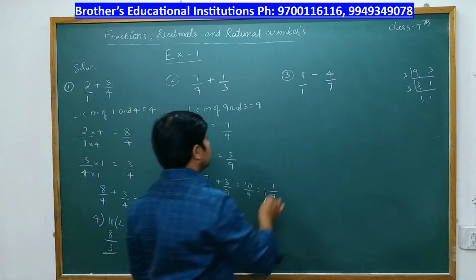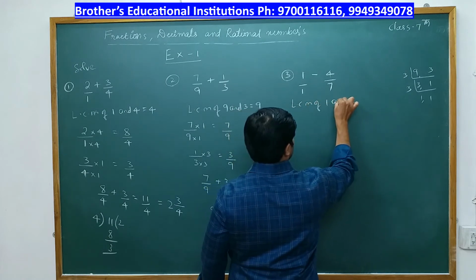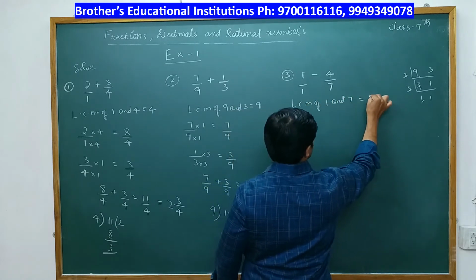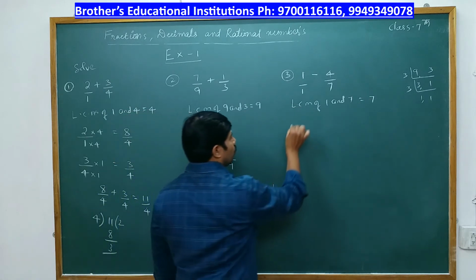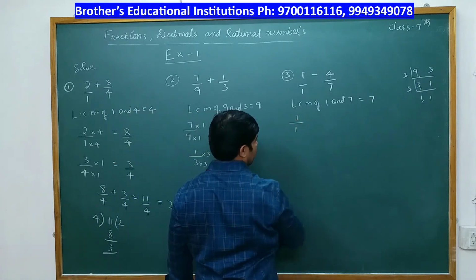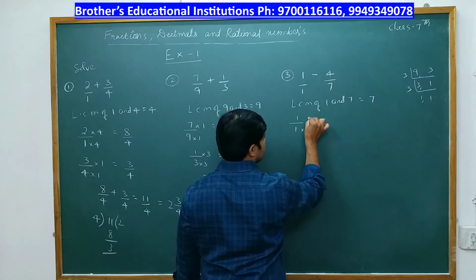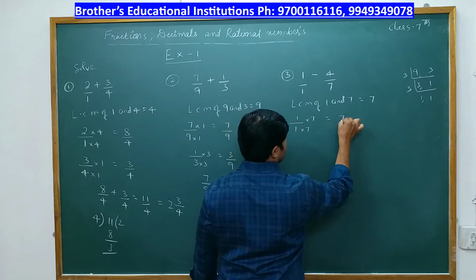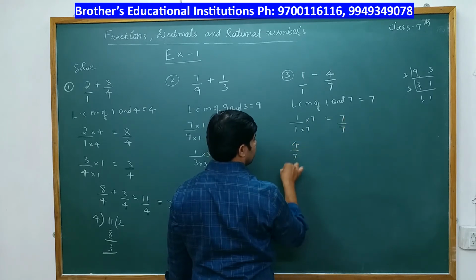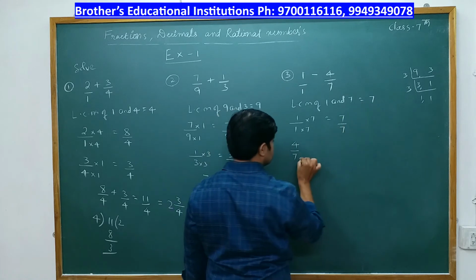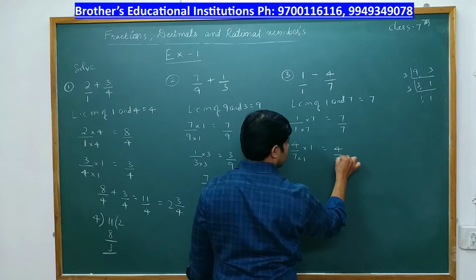Now we'll take the LCM of 1 and 7. So what is LCM of 1 and 7? It is 7. So 1 by 1 I'll take first. So 1 goes how many times in 7? 7 times. So it is 7 by 7. Then 4 by 7. 7 goes how many times in 7? 1 time. So I'll write 4 by 7.